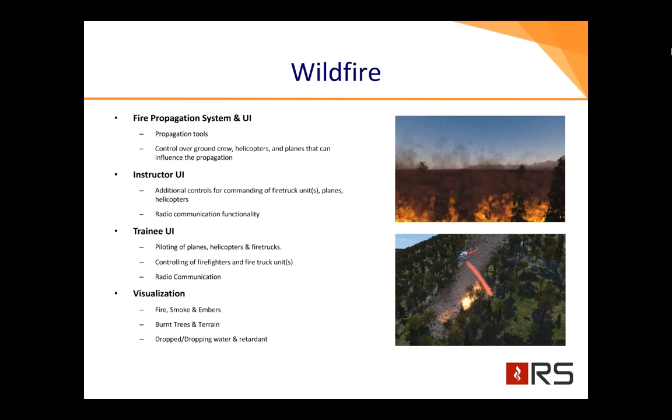Visualization-wise, it's really important for us to get the fire, smoke, and the embers spot on. So this is something we're working on now. You can see the images on the right. These depict some of our progress. Also burnt trees and terrain, so not just the burning, but of course they need to leave behind a trail of burnt trees and burnt terrain, because this is important, particularly from an aerial perspective, to recognize direction and that kind of thing. And then, of course, as you can see in the bottom image, there's the dropping of water or fire retardant, which will influence the spread.